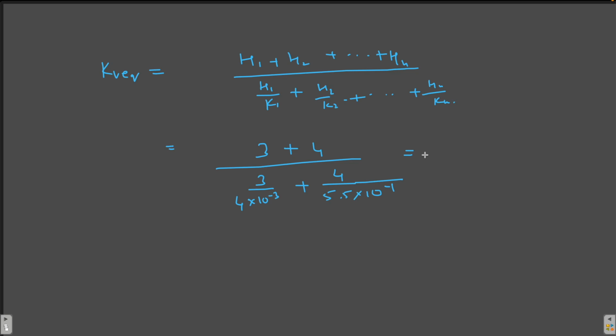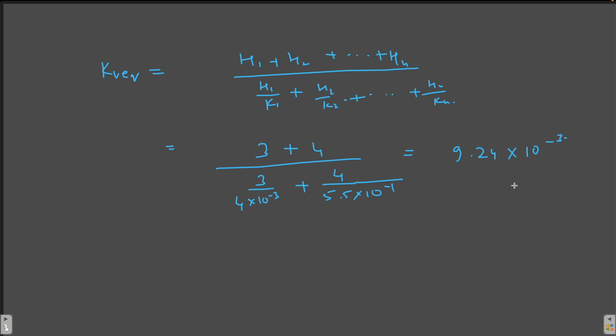So 4 plus 3 is 7, divided by 3 by 4 into 10 to the power minus 3, then plus sign, then again 4 by 5.5 into 10 to the power minus 1. Okay, now let's find out what is the answer. Of course, you have to use the calculator for calculating such things. So it's 9.24 into 10 to the power minus 3.